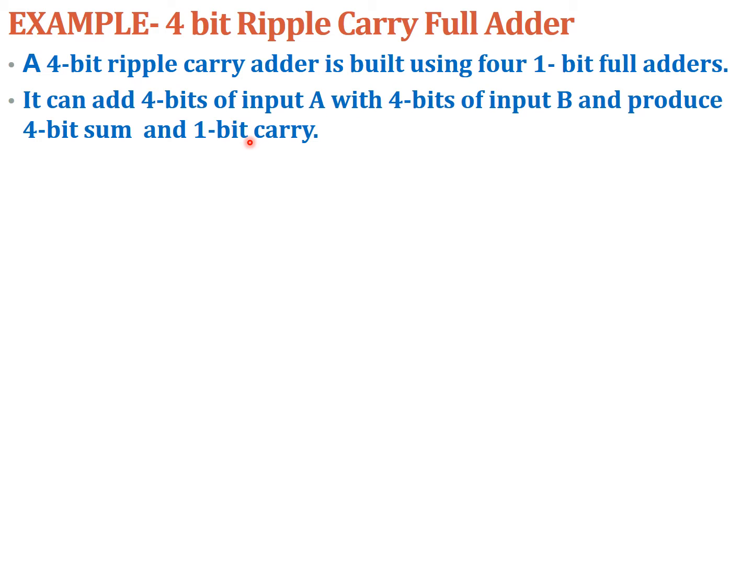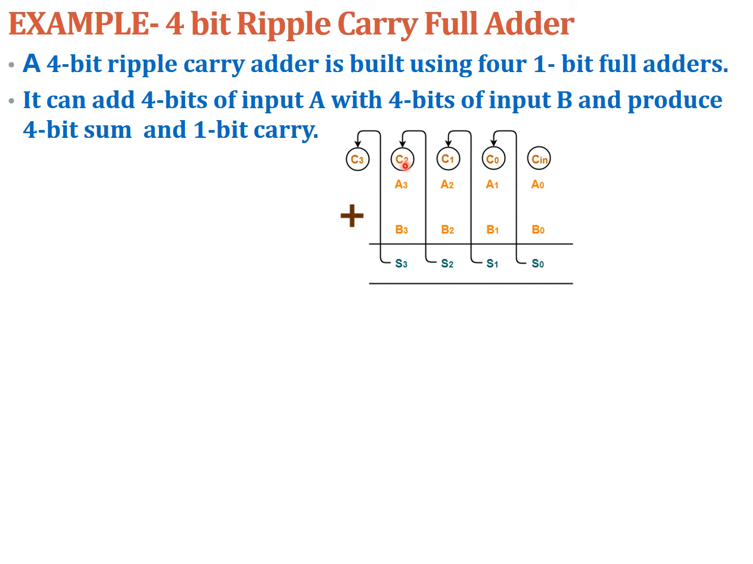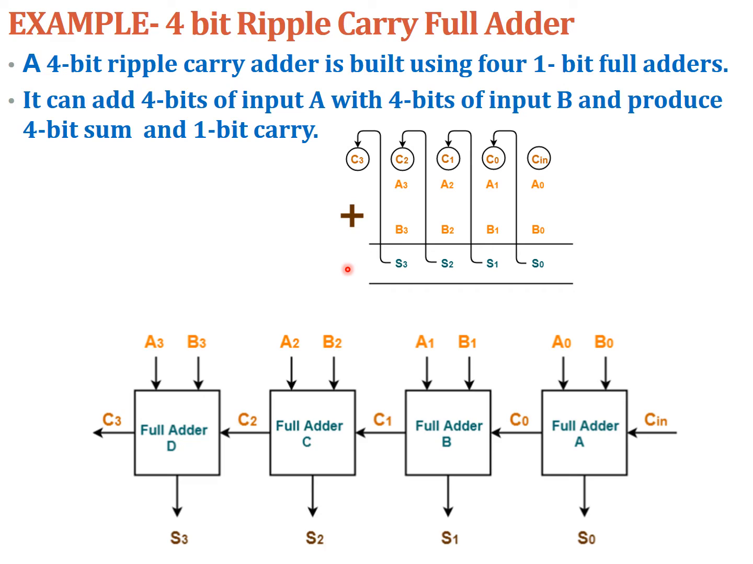The ripple carry adder can add 4 bits of A with 4 bits of B and produce a 4-bit sum and 1-bit carry. So to illustrate the basic ripple carry operation, we have 4 bits of A and 4 bits of B being added. Every stage can generate a carry which is rippled or carry forwarded. So finally we get a 4-bit sum S3 to S0 and a final carry output Cout, which is 1 bit. The block diagram illustration of the same is shown here.